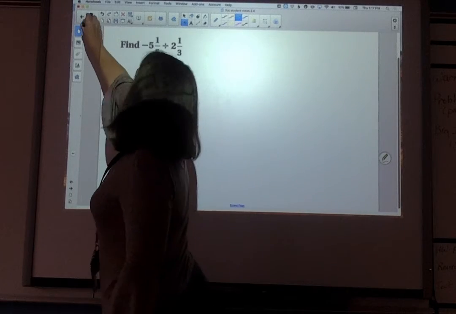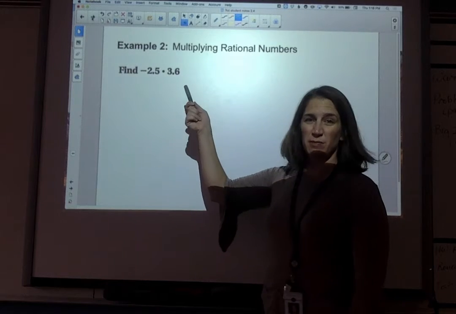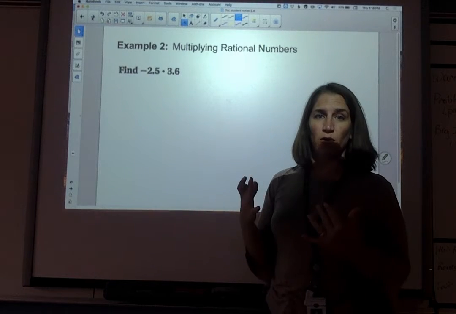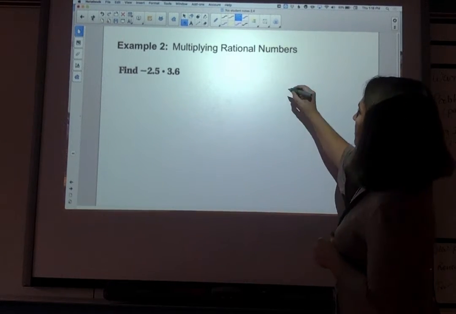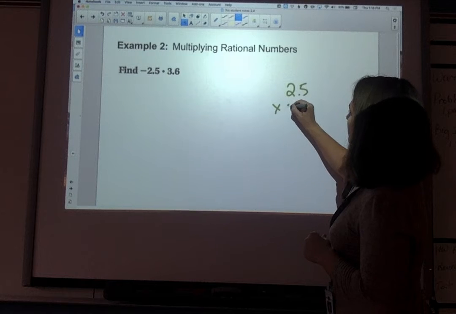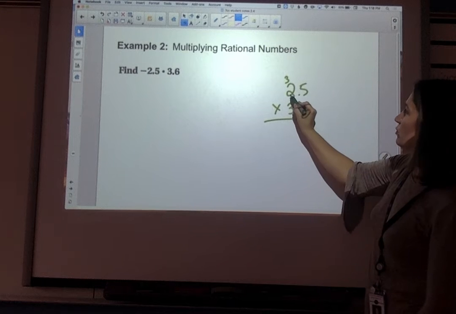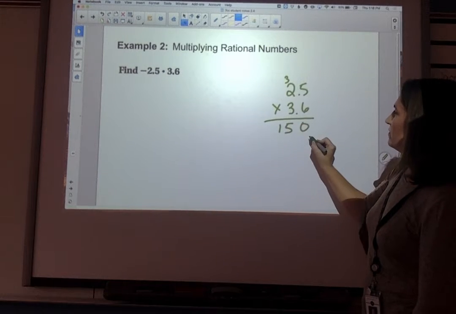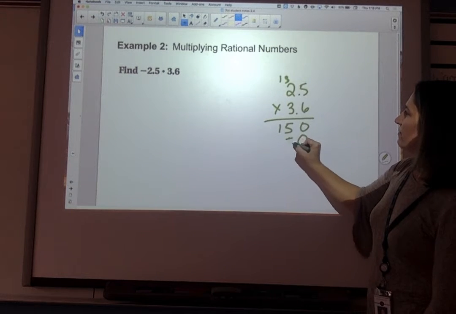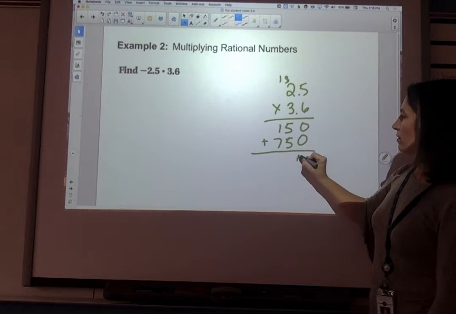All right. Let's look at another example. This time we have decimals. Again, we have a negative times positive, so we know that our product here will be negative. So let's go ahead and just work it through without worrying about the negative sign, and then we'll put it in at the end. So off to the side here, I'm going to show my work. 2.5 times 3.6. 6 times 5 is 30. 6 times 2 is 12, plus 3 is 15. Put a 0 as a placeholder. 3 times 5 is 15. 3 times 2 is 6, plus 1 is 7. Add them up.